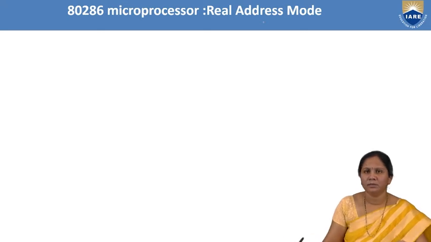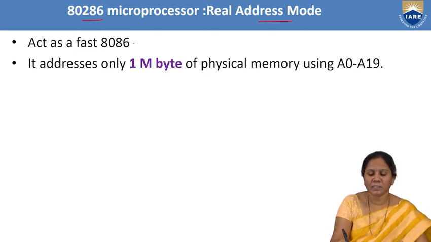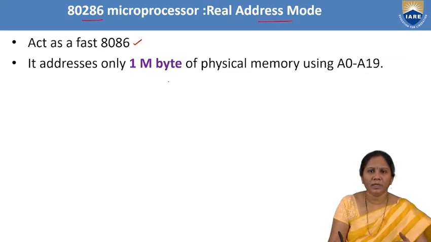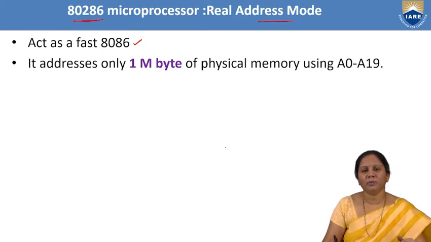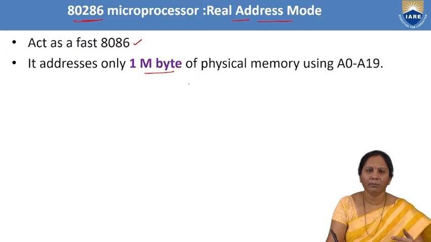And here, when it is operating in real address mode, that is 80286, it acts as a fast 8086 microprocessor. So it uses only 20 address lines. Generally, 80286 microprocessor address bus size is 24-bit, but when it is operating in the real address mode, it uses only 20-bit. So that is why here the physical memory size will be 1 MB, because it will be 2 power 20. This 20 represents the number of address lines.